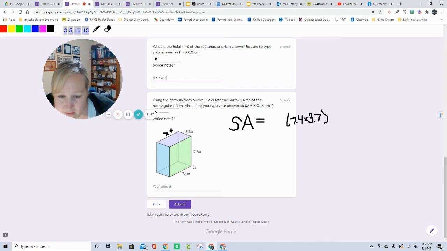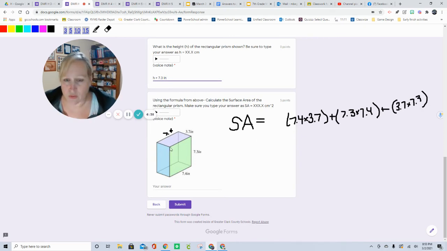The area of this green square is 7.3 times 7.4, length times width. And then the blue square, I have to think here, is 3.7. See how that length is the same? Times the height. So it's 3.7 times 7.3. And this is the part in your head that you have to think about.